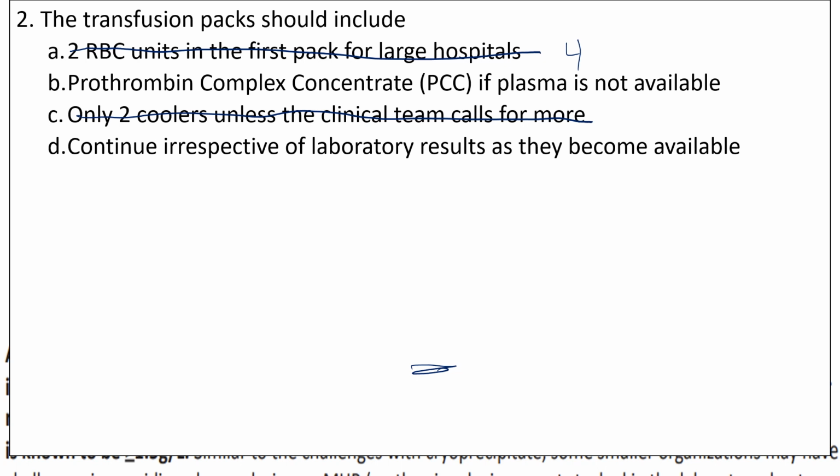And you also want to stay ahead of the bleeding. And then you continue on and you start to modify what you're giving based on the laboratory results. So once you start getting laboratory results in, they may call and start modifying what the components are that the patient should be getting, so that it's being tailored to what their bleeding is actually needing in order for it to stop. So the correct answer is B. PCC can be used if plasma is not available.